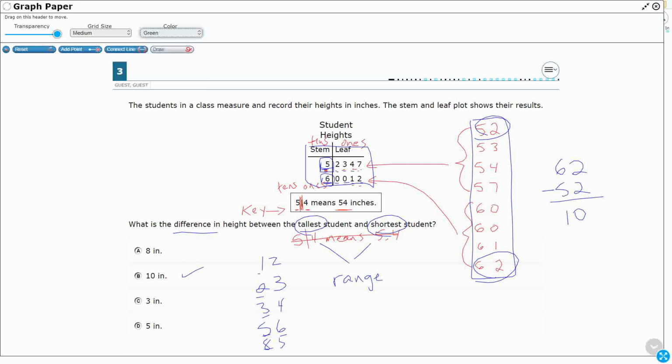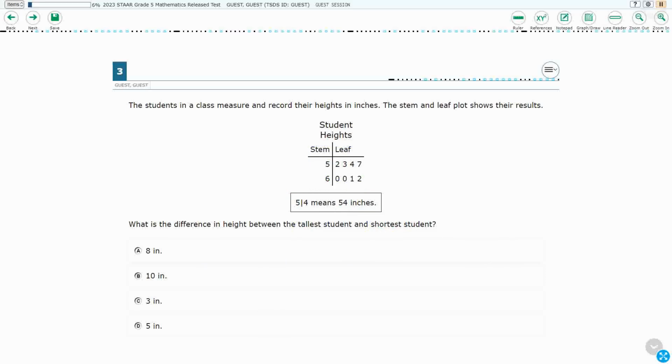We could have pulled this out straight from the stem and leaf plot, but we would have to know how to read this, right? So here's my shortest. It's going to be the top left. And then my highest is going to be on the bottom row, the farthest right. So there's my 52 right there. And there's my 62 right there. Subtract those two. Answer is B, 10.